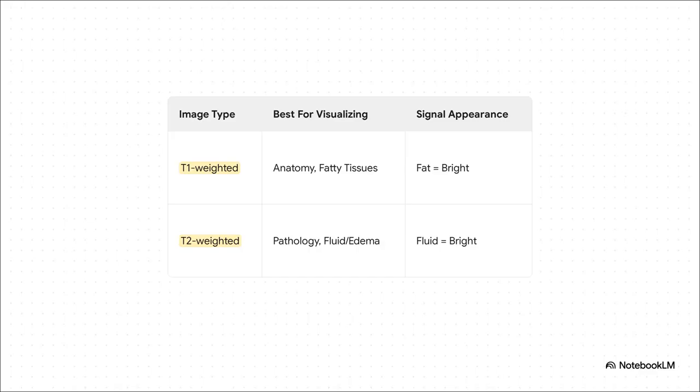Now, this is where it gets really cool. Radiologists can actually tune the MRI to highlight different things. So a T1 weighted image is fantastic for showing the basic anatomy. It makes fatty tissues show up as bright white. But then they can switch to a T2 weighted image, which makes fluid light up like a Christmas tree. This is the absolute key for spotting problems, pathology, like inflammation. A simple way I like to remember it is T1 for anatomy and T2 for trouble.